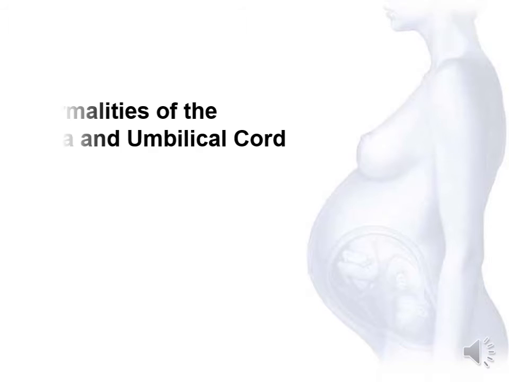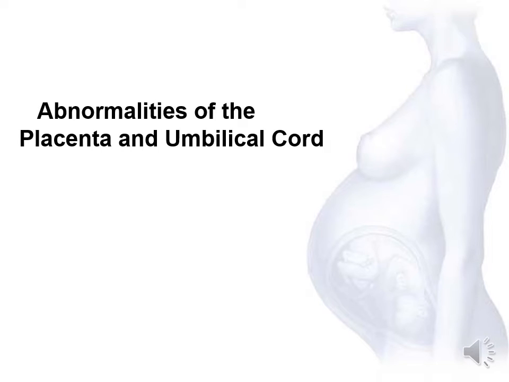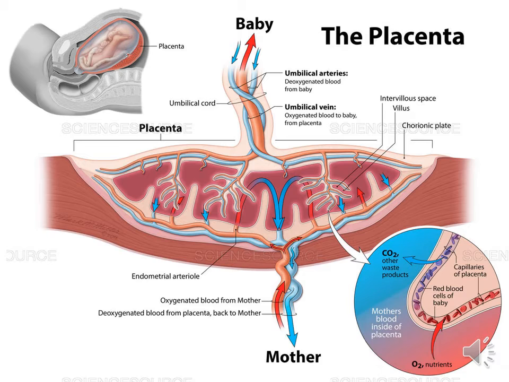Hello students, today we are talking about abnormalities of the placenta and umbilical cord. The word placenta is derived from the Latin root meaning a flat cake and was introduced by Realdus Columbus in 1559.